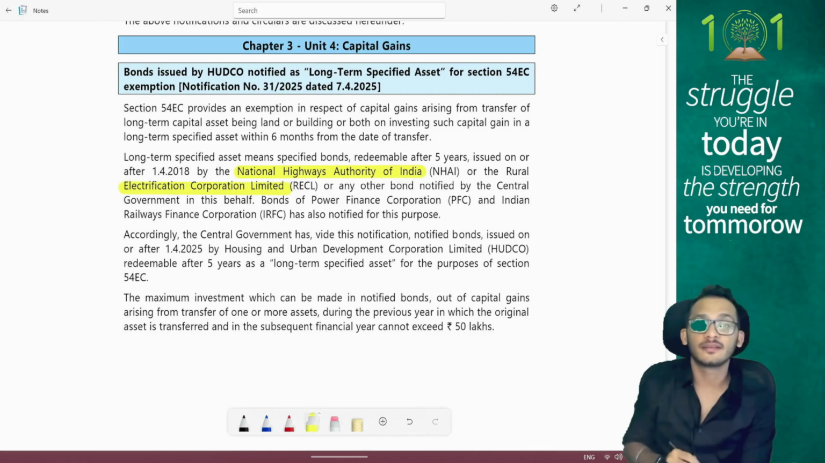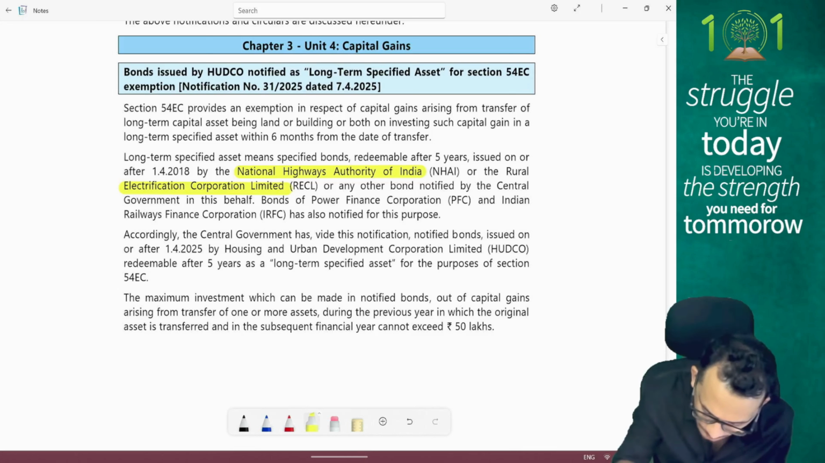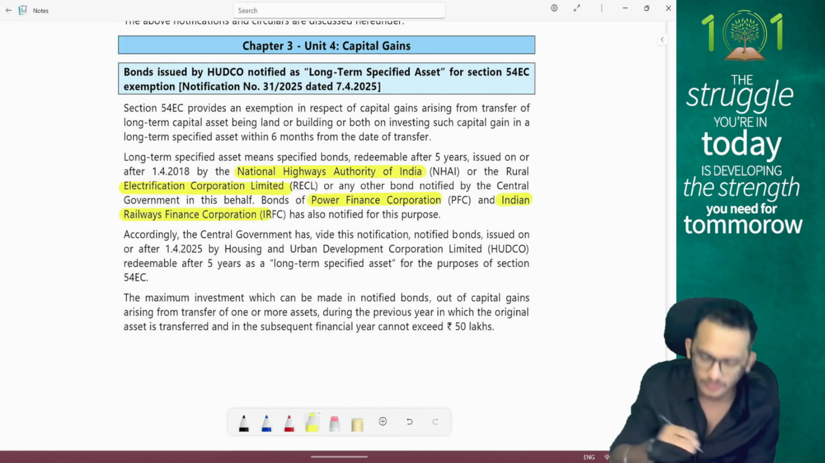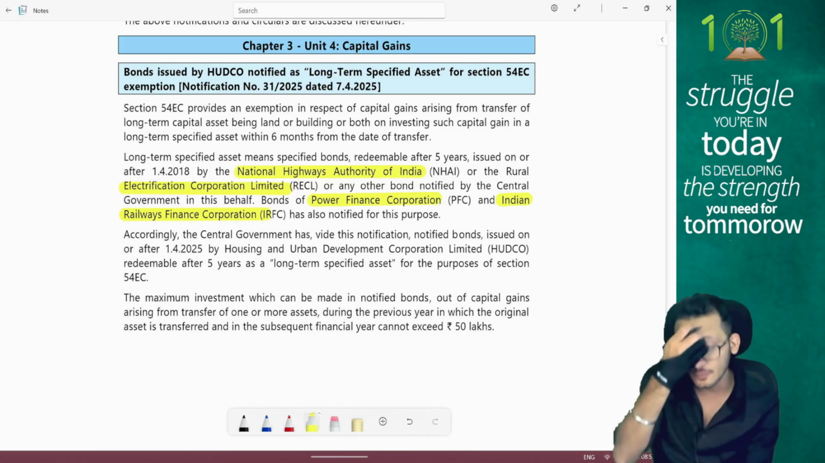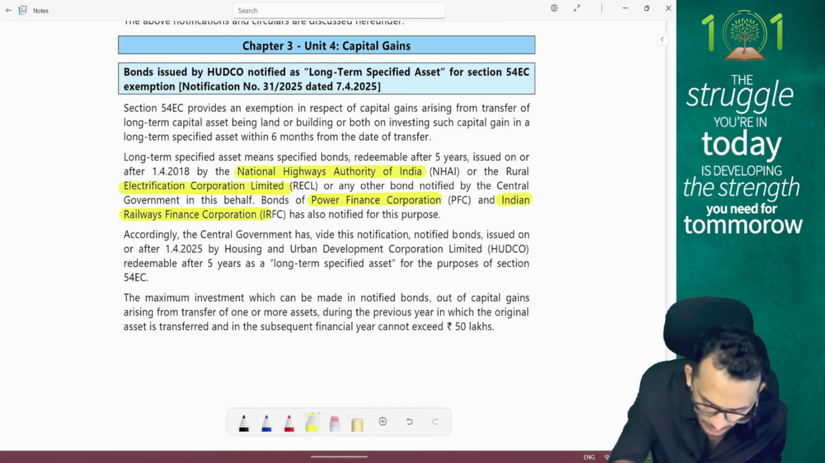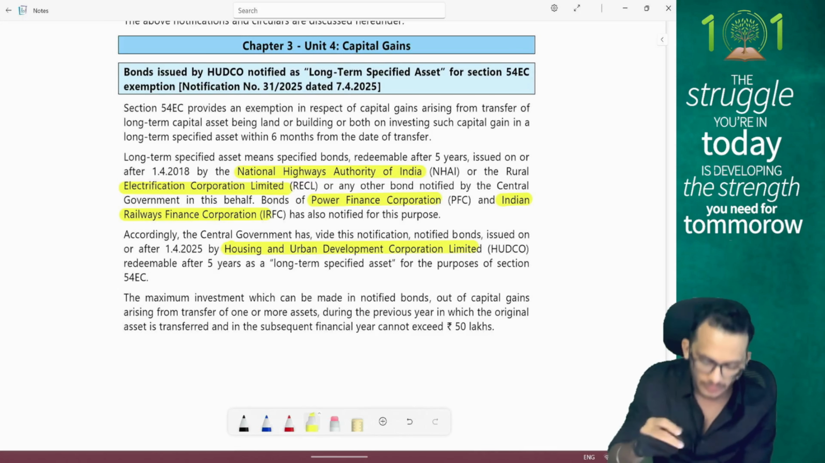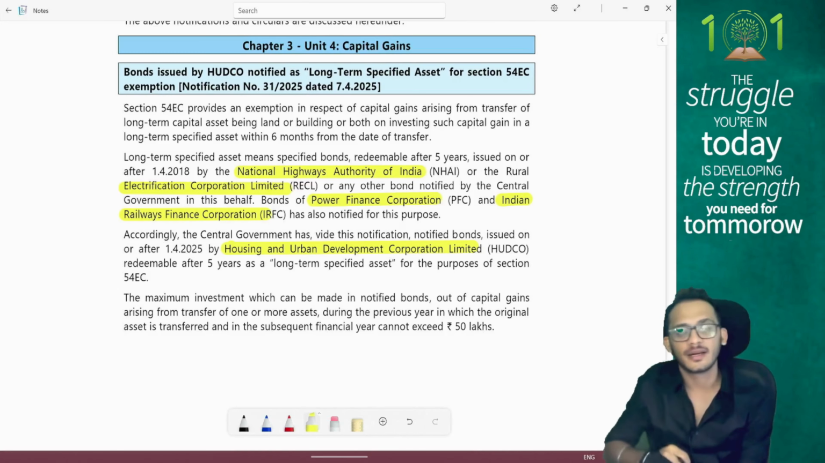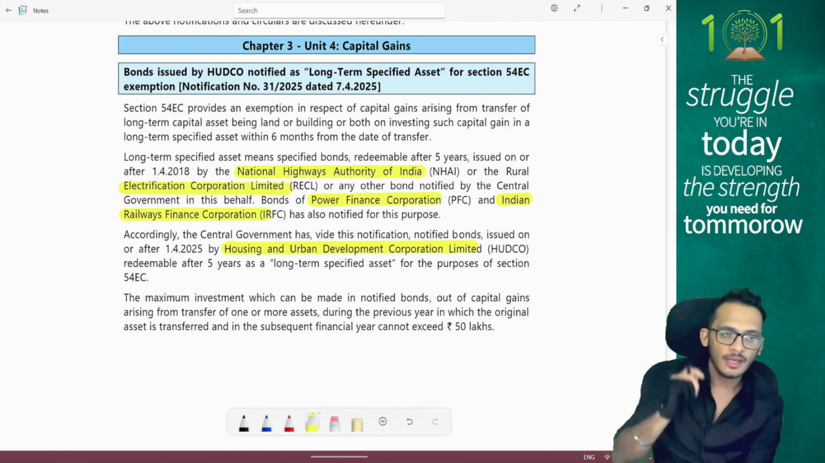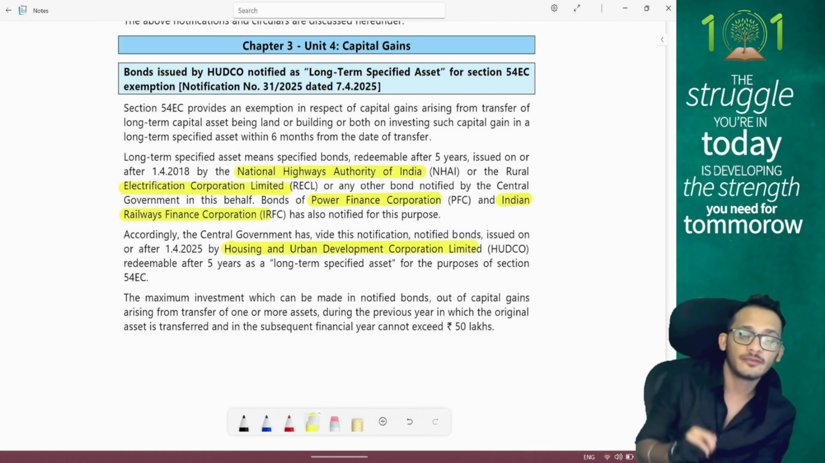The bonds which are otherwise going to be notified are here: Power Finance Corporation, Indian Railways Finance Corporation. So now they have notified Power Finance Corporation and Indian Railways Finance Corporation, but the most critical one which they've notified right now is what we call Housing and Urban Development Corporation Limited, or in very common words, which you would have noticed in the market, HUDCO. HUDCO is the bond which the Income Tax Department has notified for the current year.